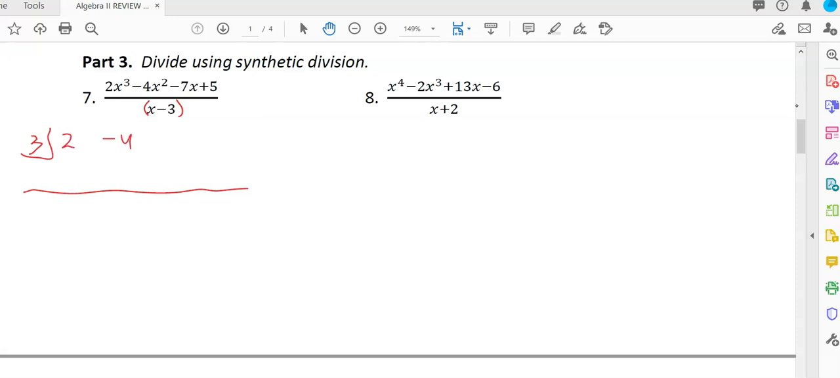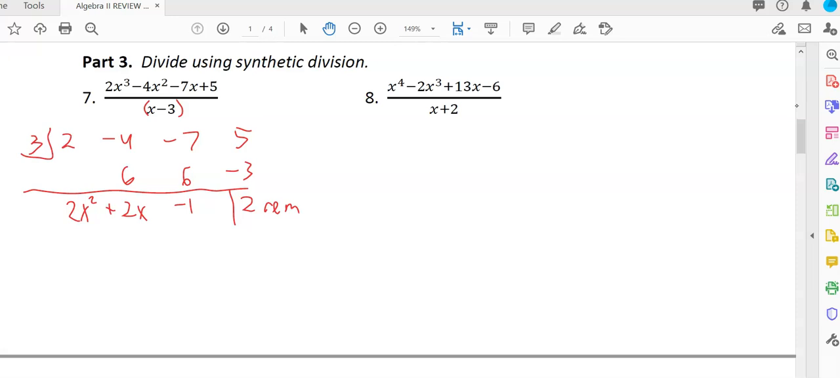So 2, negative 4, negative 7, and 5. Bring down the first term. 3 times 2 is 6. Adding vertically. 2 times 3 is 6. Add vertically. You get negative 3, which is 2, remainder 2. This is x squared, because it goes constant, x squared, and that's the remainder.